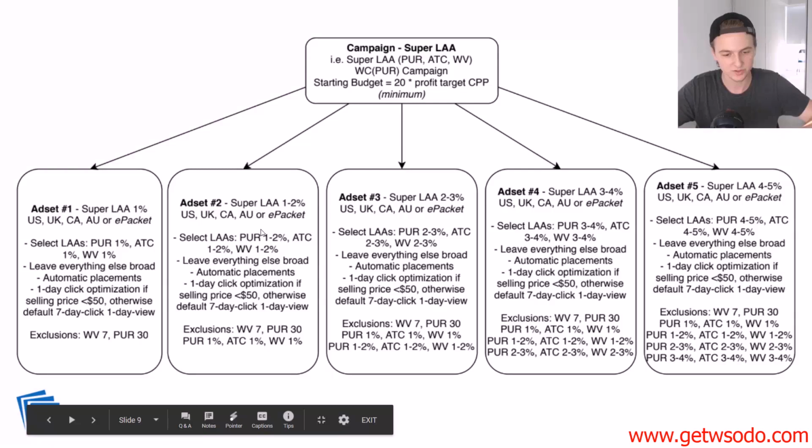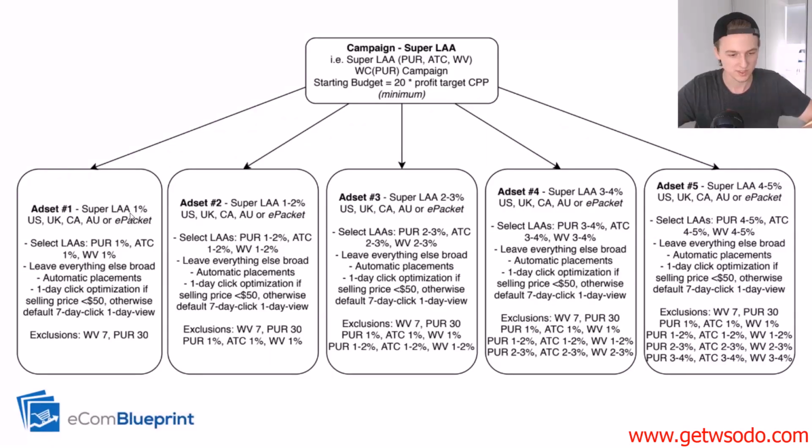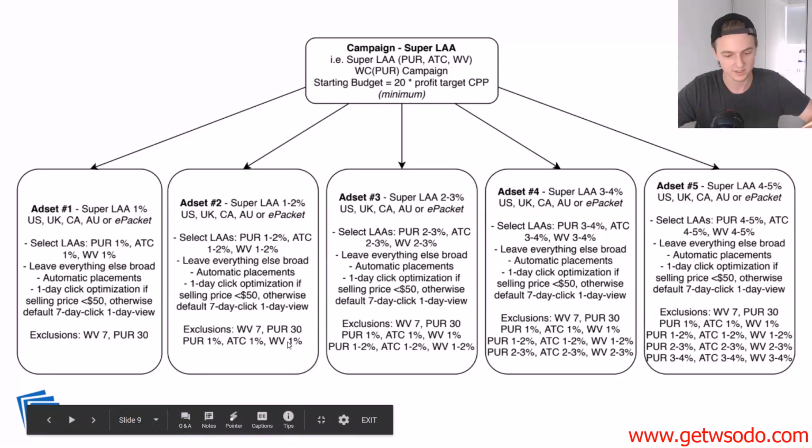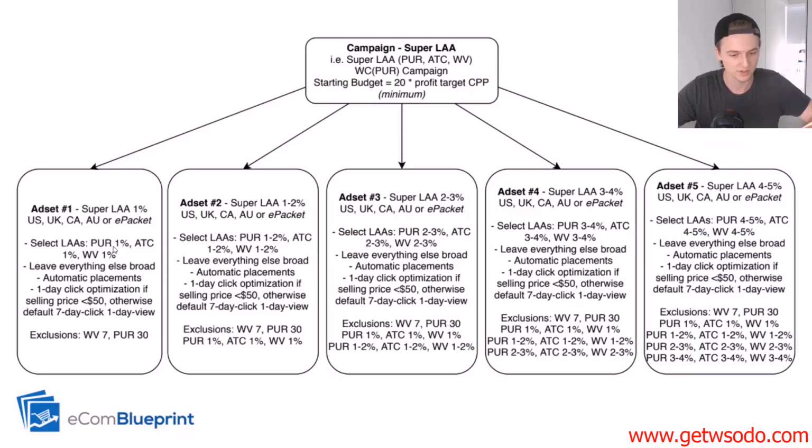Now, the ad set number 2 is the exact same thing. So it's the super lookalike 1 to 2%. So you select the 1 to 2% lookalikes, leave everything else broad. Everything here is the same. The only difference is that you have to exclude all of the audiences that you included here. And so you want to exclude the 1% here, right? Because the purchase 1 to 2% won't overlap with purchase 1%, but it might overlap with add to cart 1% and website visitors 1%. And so this is something that you need to keep in mind when you're stacking multiple lookalikes, is you want to exclude everything properly.